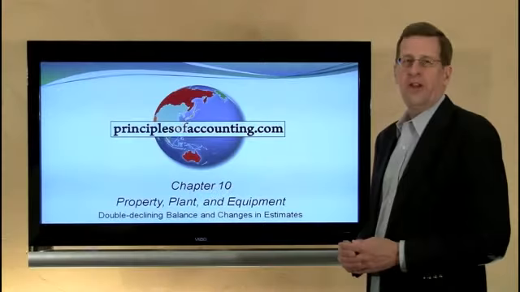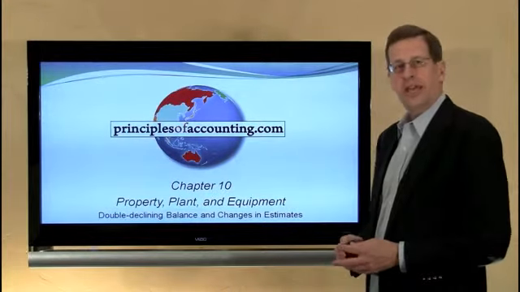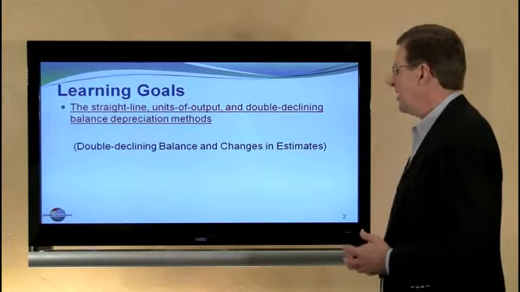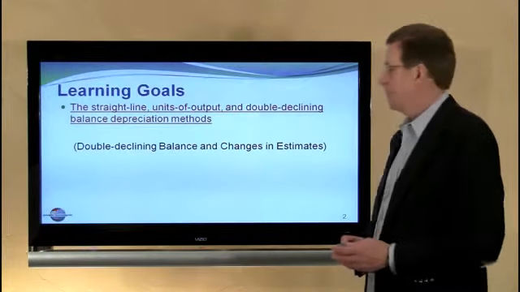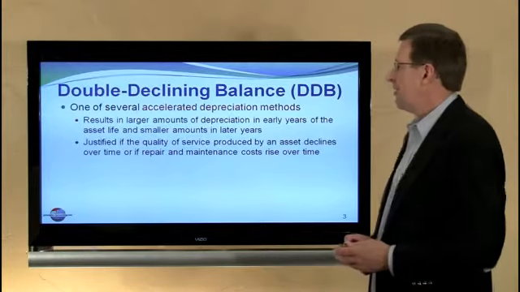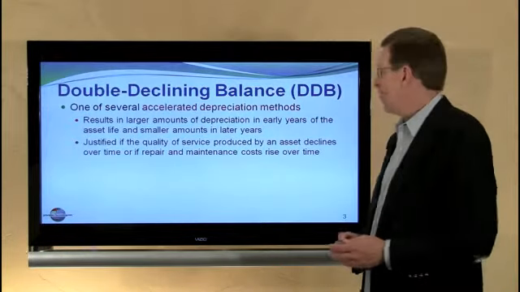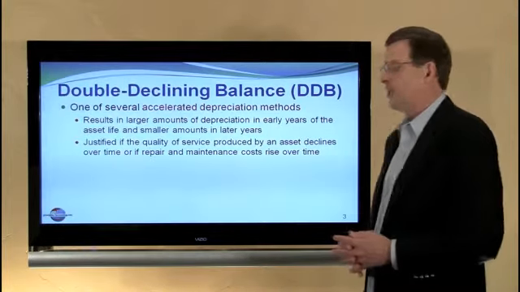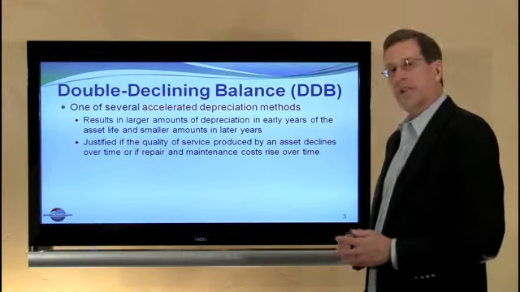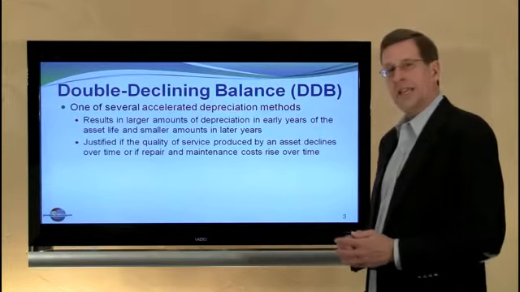This is principlesofaccounting.com, Chapter 10, and in this module we will look at the double declining balance method of depreciation as well as changes in estimates. And so the double declining balance method is one of several accelerated depreciation methods. It results in larger amounts of depreciation in earlier years and lesser amounts in later years of asset life.